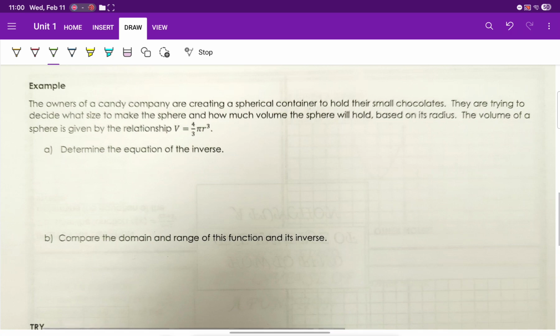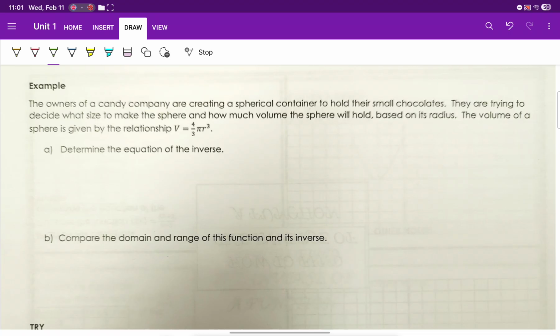Okay, so I'm going to read this question. I'm going to talk about application questions and something important to think about with application questions when we're talking about inverse functions, because it's slightly different. And I'll try to make that make sense to you here. Okay, so this example says the owners of a candy company are creating a spherical container to hold their small chocolates. Think about at Easter time, you get those Easter eggs, they're hollow and they have little chocolates inside of them. But we're thinking kind of like that, but a perfect sphere.